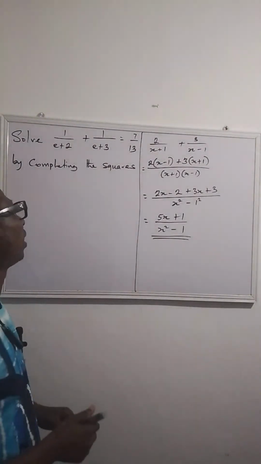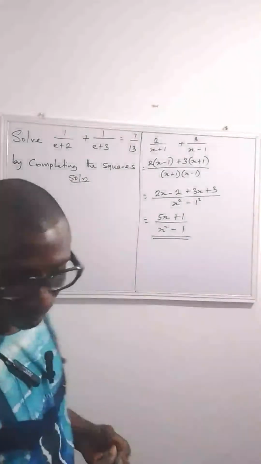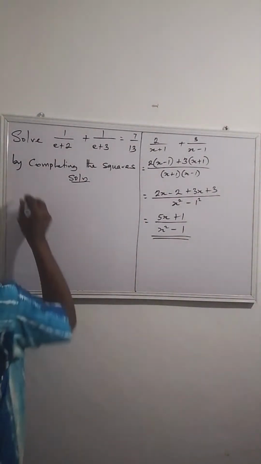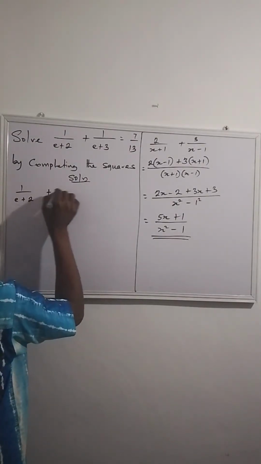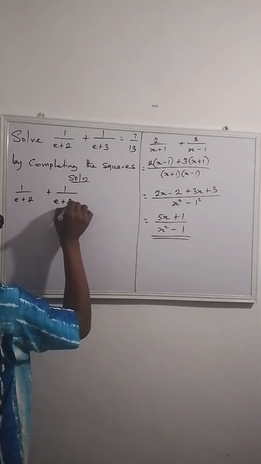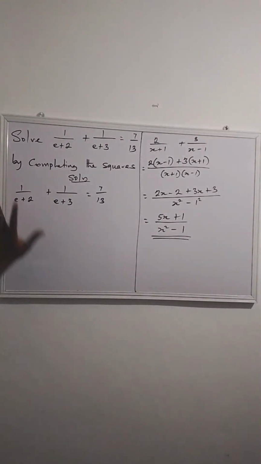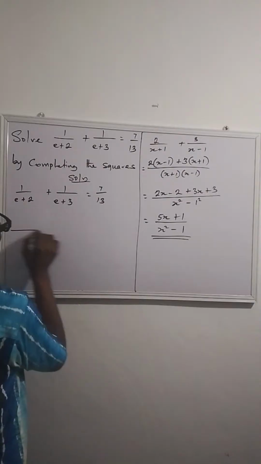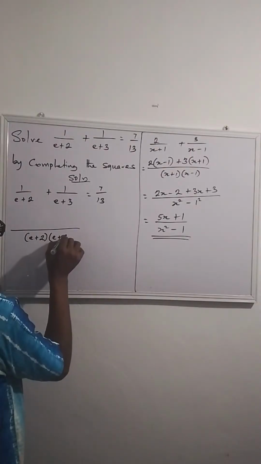Okay, so now we want to look at another question under quadratic equation. Let's see, how do we solve this problem? You are given 1 over e plus 2 plus 1 over e plus 3 equals 7 over 13. So how do you solve this problem? The first thing is to look at the left hand side. You find the LCM of the denominators, which is going to be e plus 2 times e plus 3.